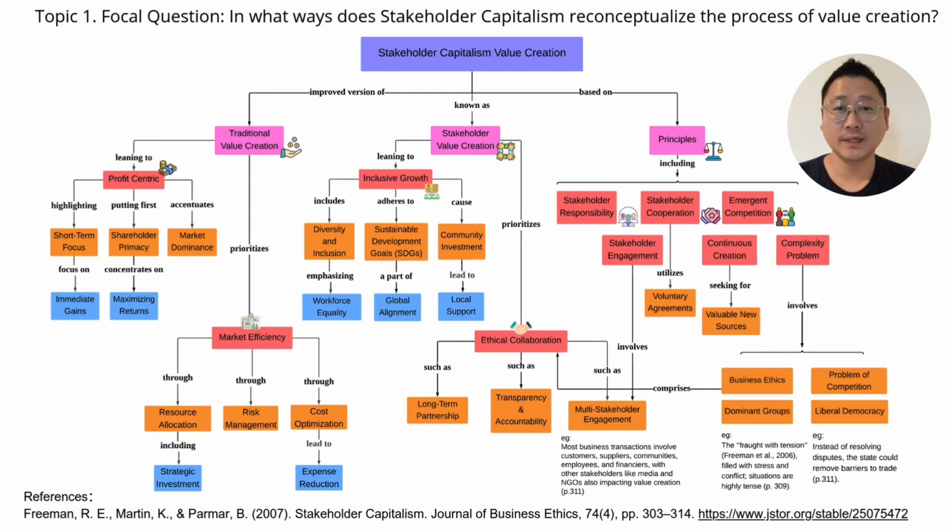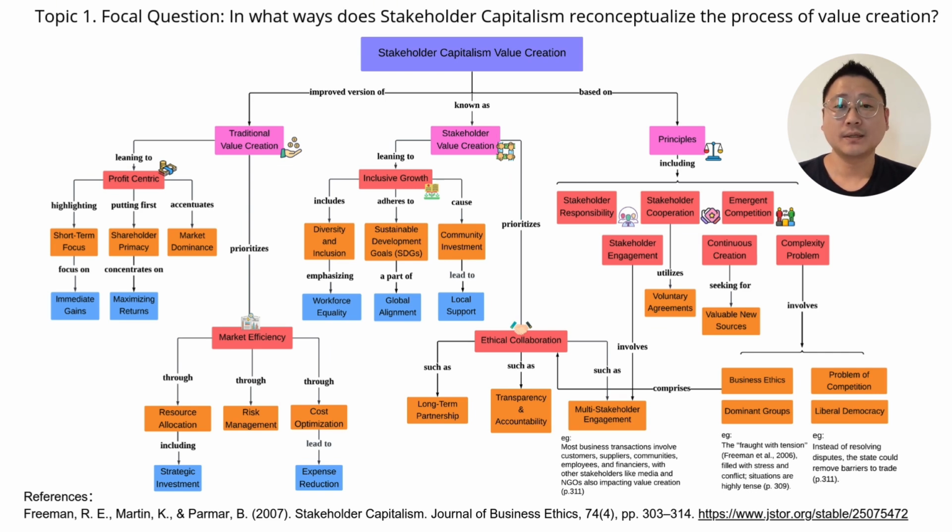Second, stakeholder cooperation. No company can succeed alone. Businesses need to collaborate with various stakeholders such as employees, suppliers, and communities to achieve shared goals. This cooperation leads to sustainable growth and strong, long-term relationships. Lastly, emergent competition. Instead of focusing purely on profit-driven competition, businesses can work with stakeholders to solve complex problems such as environmental and social issues. This type of collaboration encourages innovation and strengthens the company's position in the market over the long term.